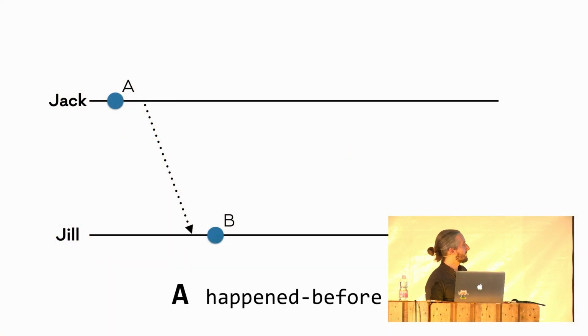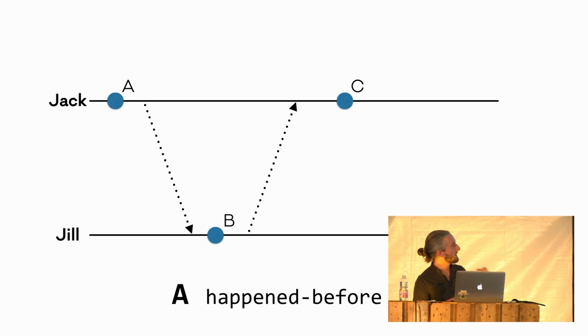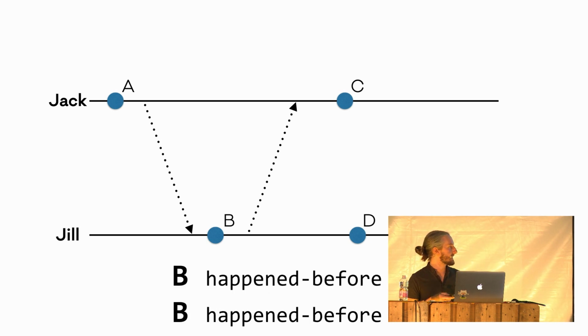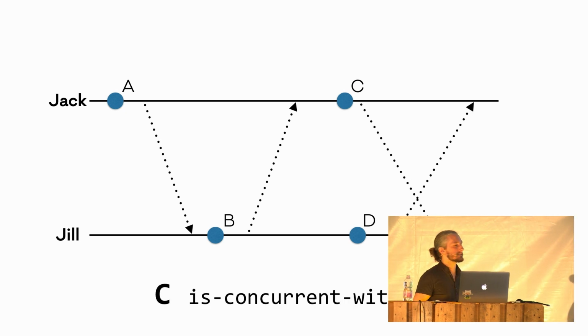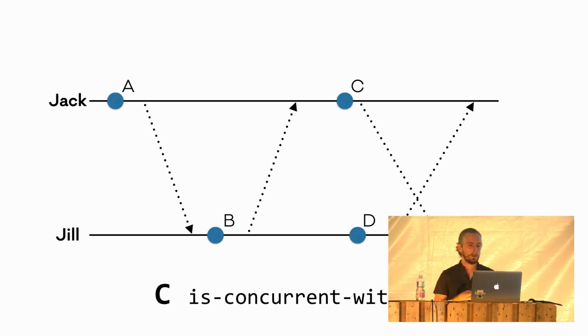Fair enough. In this case, we can say A happened before B. We can definitively say that because Jill received the update from Jack of A and then did B, A happened before B. Likewise, after Jill replicates that data back to Jack, we can say C happened after B. However, if Jill then also does D, and they haven't actually coordinated at this point, Jill doesn't know that Jack said C, and Jack doesn't know that Jill said D. So we can say that B happened before C, and B also happened before D, and C is concurrent with D. This is an example of causal consistency.